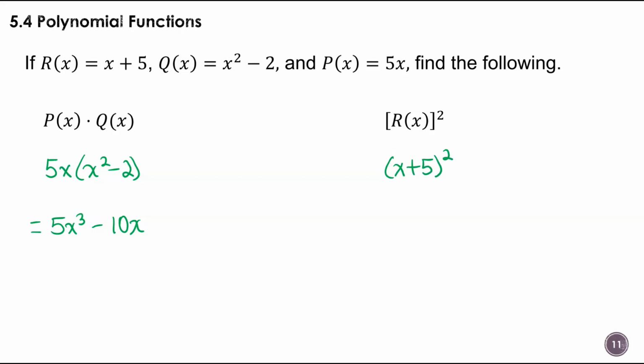All right, so that's back to using that formula. Or we can just say x plus 5 times x plus 5. So I'm going to show you this the long way, right? X times x is x squared. X times 5 is 5x. 5 times x is 5x. 5 times 5 is 25.